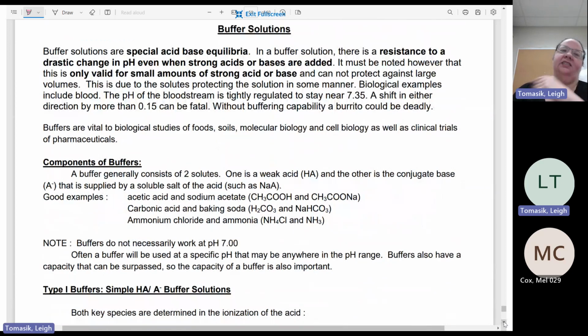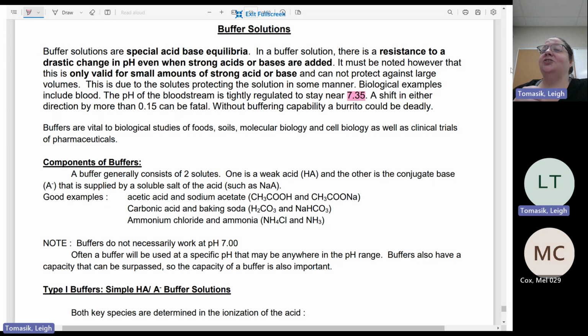So buffer solutions, and this is the last thing that we're learning in equilibrium. If you are going into a medical type field, you need to understand buffer solutions because our body only works at a certain pH, and it's a very, very, very small window, especially for your blood. Your blood needs to be at a pH of around 7.35. So you might be able to go up to 7.45. You might be able to go down to 7.25.